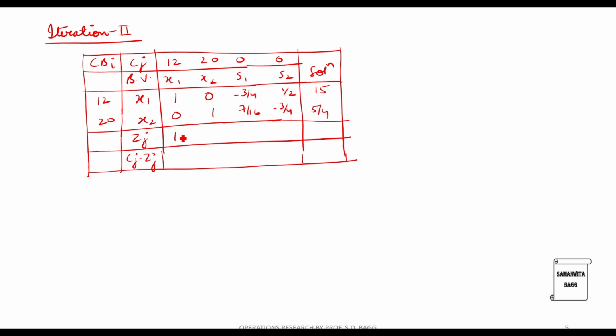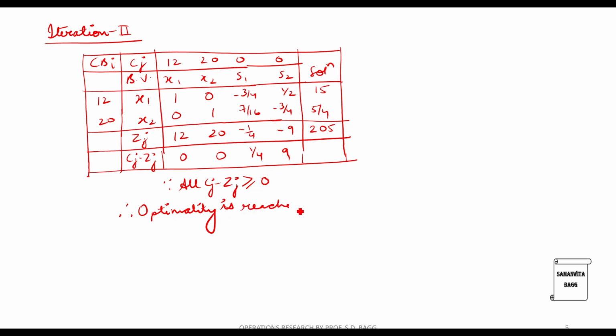Now let's calculate Zj. Now I calculate Cj minus Zj. This is 0, 0, 1 by 4 and 9. So since all Cj minus Zj are greater than equal to 0, therefore optimality is reached. We have Z optimum as 205, x1 is 15, x2 is 5 by 4.